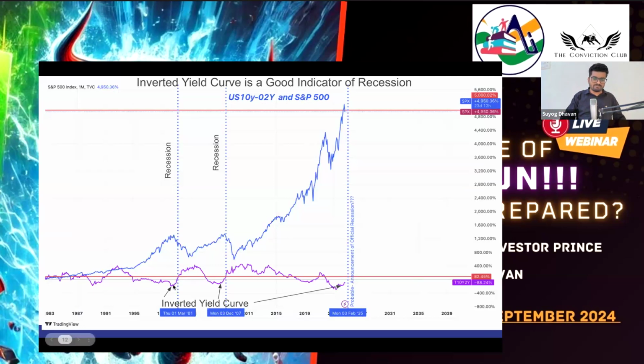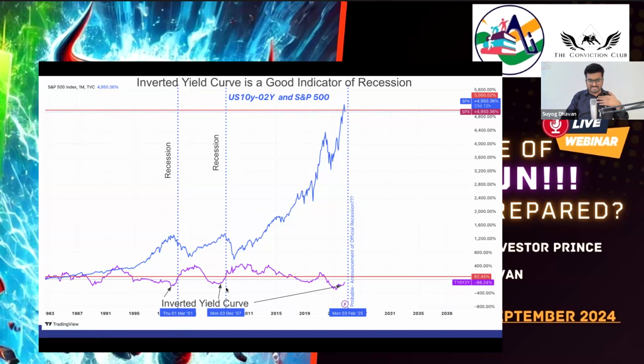Even before March 2001, if you see this, the yield curve went down and created a rounding bottom kind of pattern. This is the point when it gave an indication that yes, we might be seeing a recession going forward. The official announcement of recession happened in March 2001, but before that, there were indications when it uninverted from the downside. So this was the first indication that there might be a possibility of a recession.